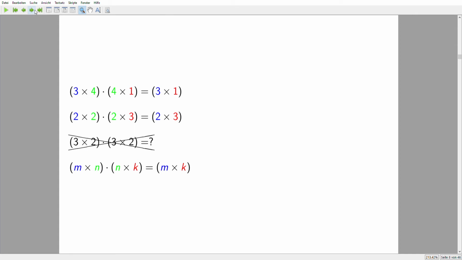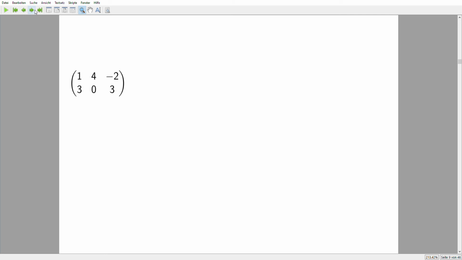Principally, if we have an m times n and an n times k matrix, we can build a product and we get an m times k matrix. Now we'll have a look at a numerical example. Assume two matrices, a 2 times 3 and a 3 times 2 matrix. From our previous considerations we already know that we can build a product and the result is a 2 times 2 matrix.